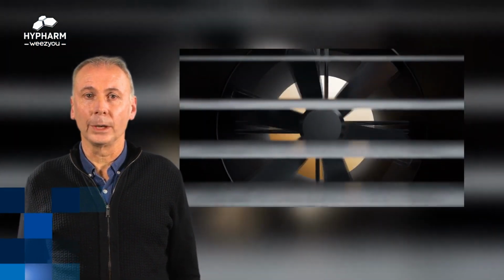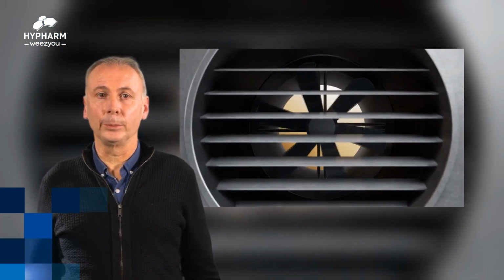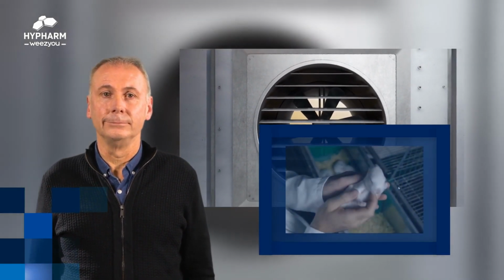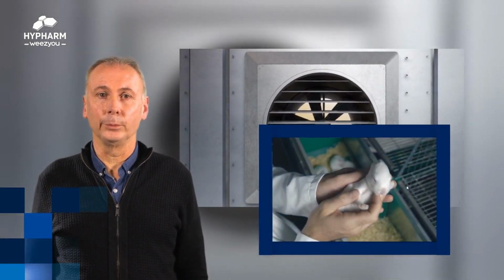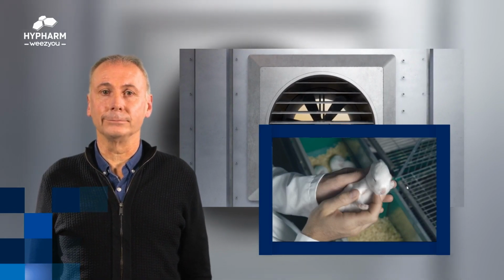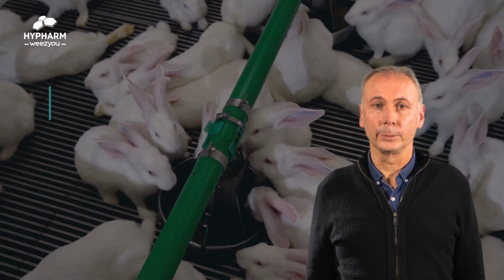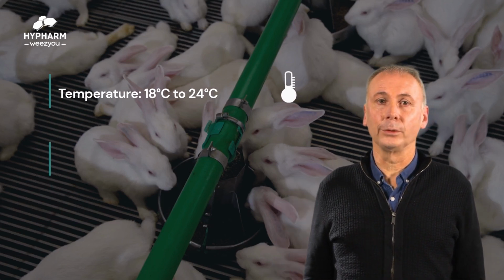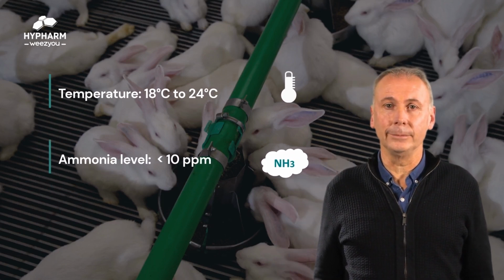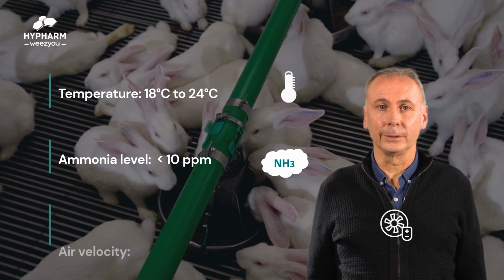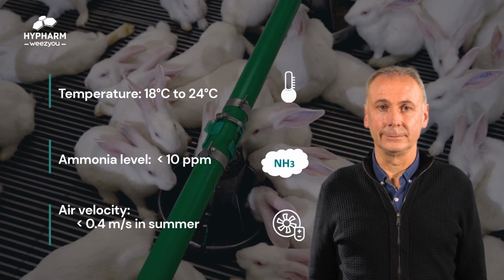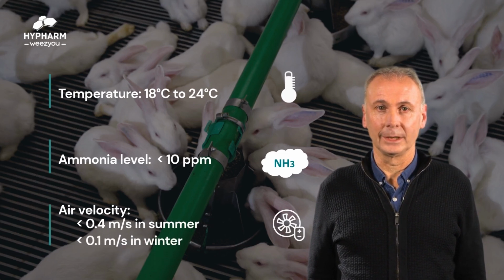Oxygenation and air renewal are essential elements to ensure our animals are in a comfortable environment and suited to their production needs. As a reminder, the optimal comfort standards are as follows. The temperature must be between 18 and 24 degrees Celsius. Ammonia level must be below 10 ppm. Air velocity will be less than 0.4 meter per second in summer and less than 0.1 meter per second in winter.